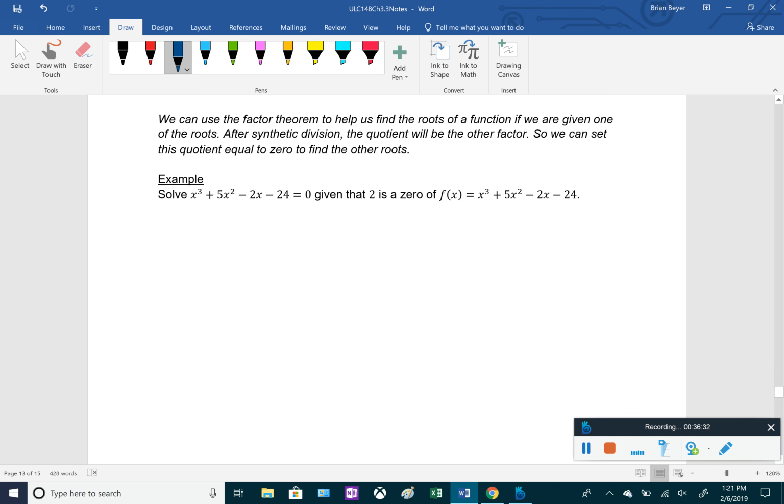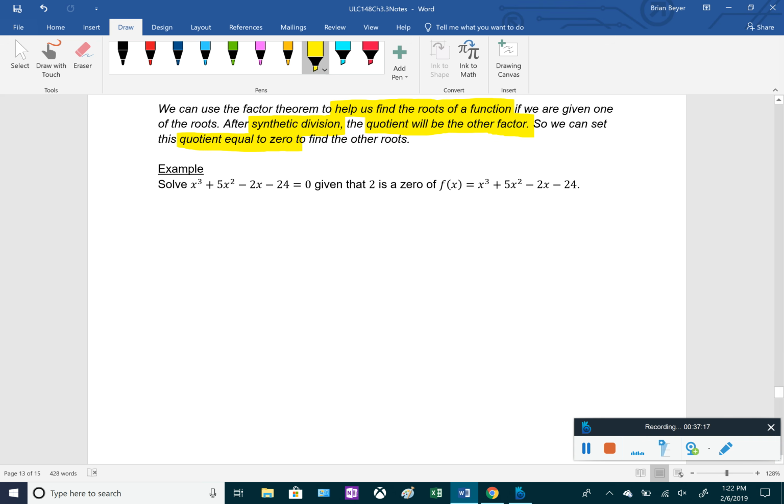So for the factor theorem, the majority of the point is that it's going to help us find roots, which are the x-intercepts, if we're given one of the roots. So we're going to be given a function. We're going to be told what one of the x-intercepts are. We're going to use the factor theorem to help us find the other roots, the other x-intercepts, by using synthetic division. So once we use synthetic division, the quotient is going to be the other factor. So we're going to set that equal to 0 to find the other roots.